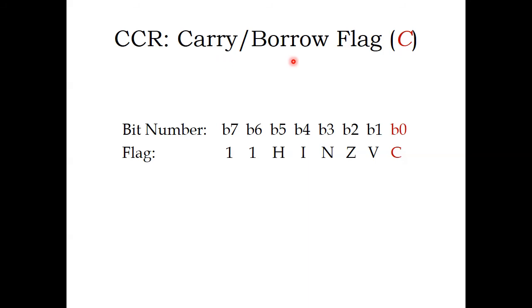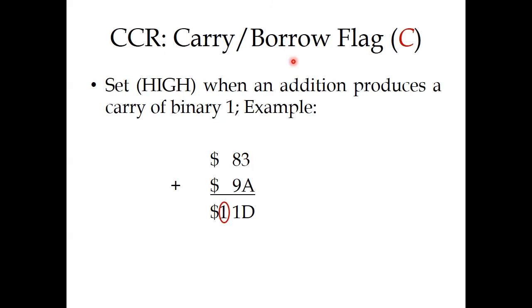Now, what is the purpose of this flag? This flag is set. Again, set means what? High, right? This flag is set high when an addition produces a carry of 1 at the end. For example, let's say your microprocessor is adding 83 and 9A. When you add it, look at the sum. You have a carry at the very end. Look at the red circle, the carry which you have at the very end.